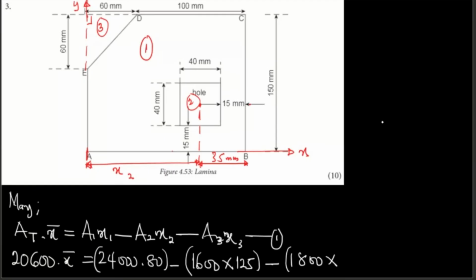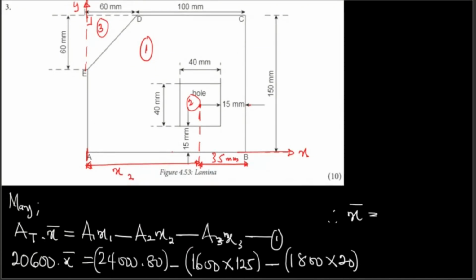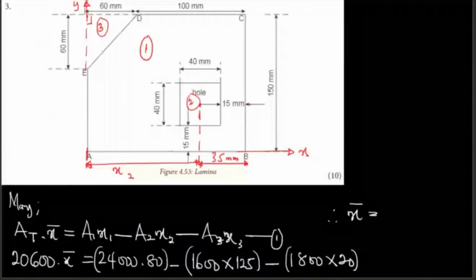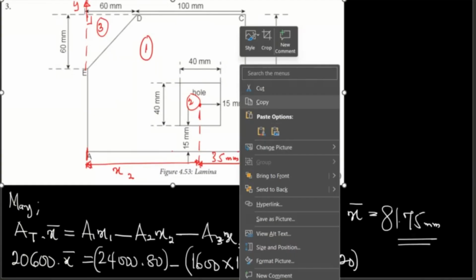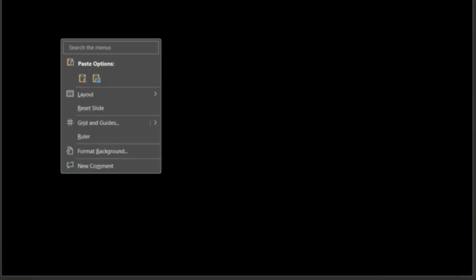I want you guys to just give me the value of this X bar. 81.75. They've given me the answer here. 81.75. Don't forget to put the unit millimeters. Let's calculate for the y coordinate.